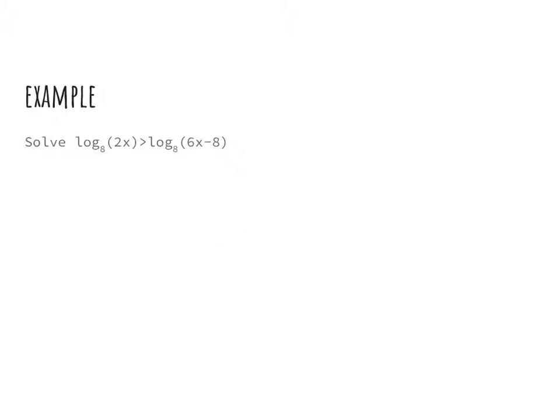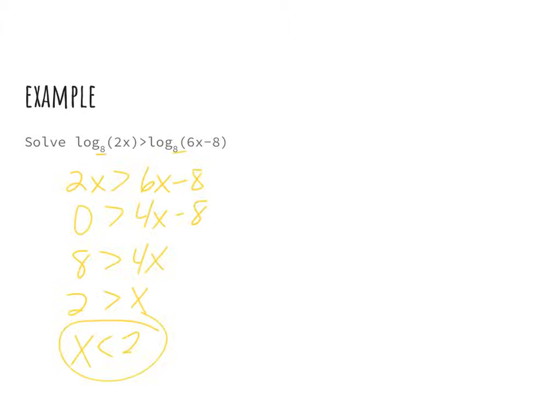Go ahead and pause the video, solve this last one on your own, and then hit play and see how you did. You should have started out with 2x is greater than 6x minus 8. Subtract 2x from both sides, you get 0 is greater than 4x minus 8. Add 8 to both sides, you get 8 is greater than 4x. Divide both sides by 4, you get 2 is greater than x. Rewrite that with the variable on the left, we should get that x is less than 2 as our final answer.